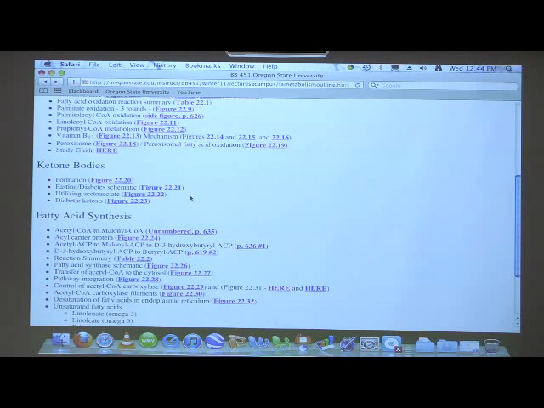I hear shuffling. Any other questions? Everybody decides they want out of here. Okay. So if I don't see you at the review session on Thursday night, I will see you in here on Friday morning.